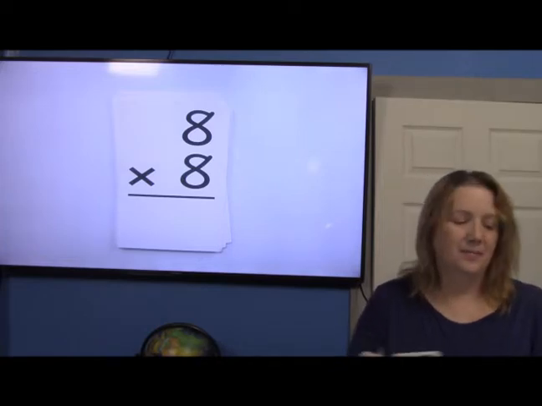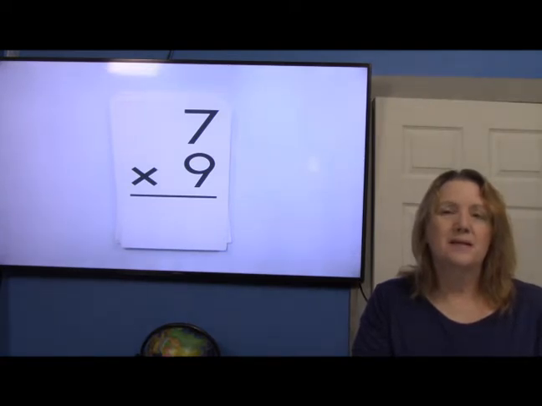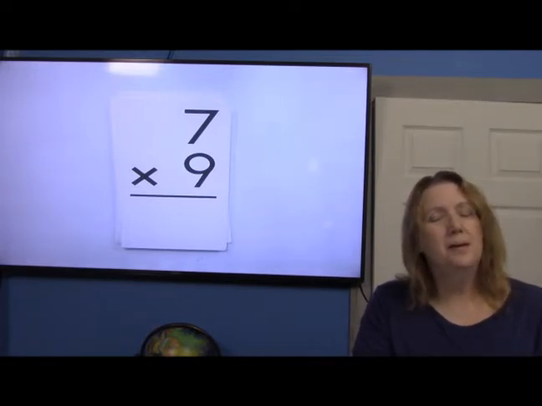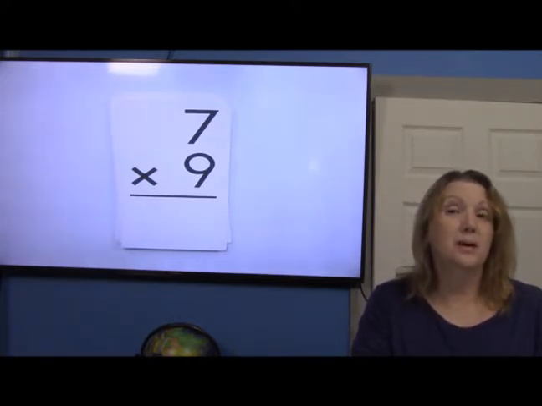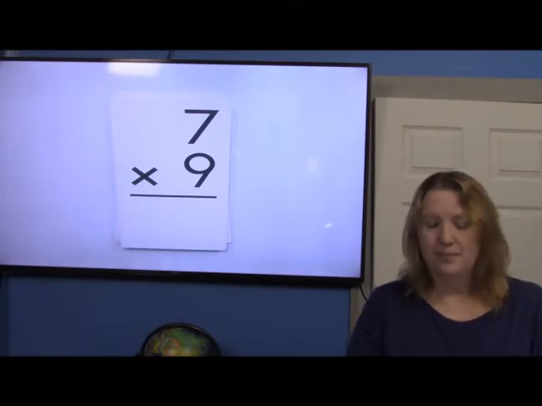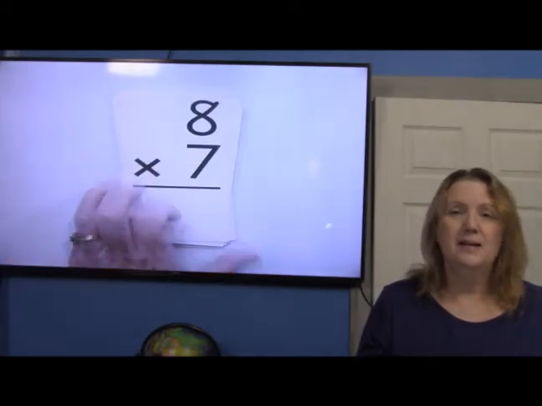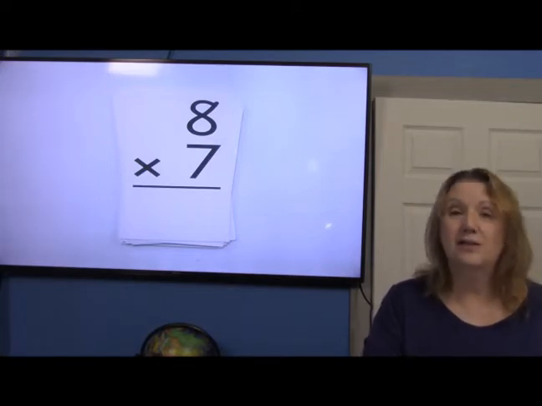Next one. 7 times 9. There's a little trick to doing 9s also. But sometimes I notice that people rely too much on that little trick and then they don't take time to memorize and know their multiplication tables by 9s. So we're going to try to make sure that we do that. And then finally, 8 times 7. Okay, let's see how you did.